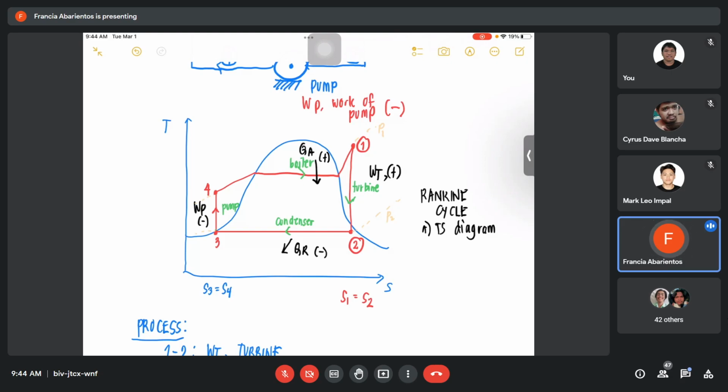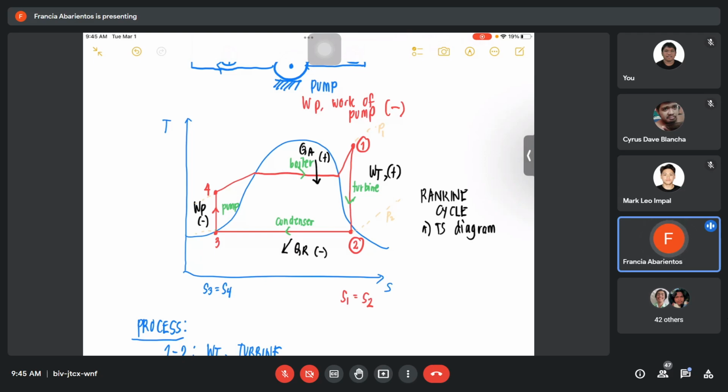Given palagi yung pressure 1 and pressure 2. Yung pressure 1 at point 1 is equal to pressure 4. Yung pressure 2 is equal to pressure 3. Yan yung mga salient points natin na dapat malaman. Okay? Bakit? Kasi when computing for the work of the pump, you have to go to the pressure at point 2 but using the saturated pressure, saturation pressure. Kasi ang kukunin mo lang doon is the specific volume at saturated liquid.